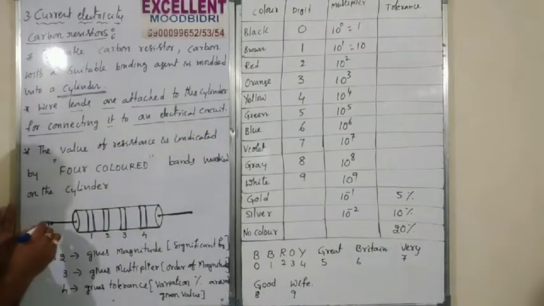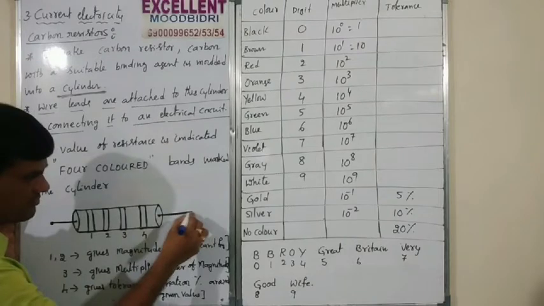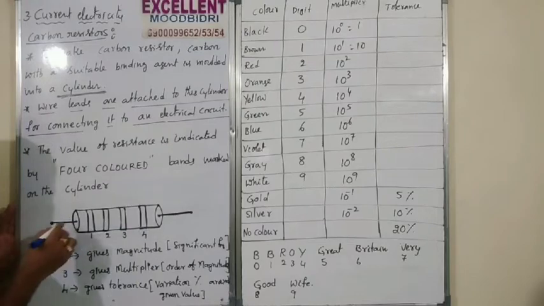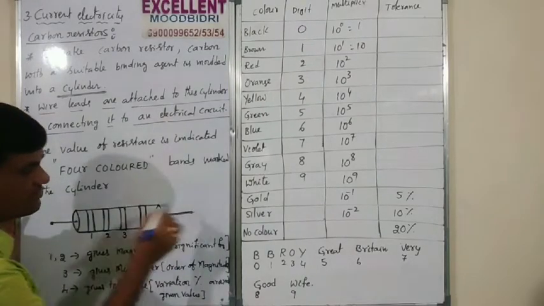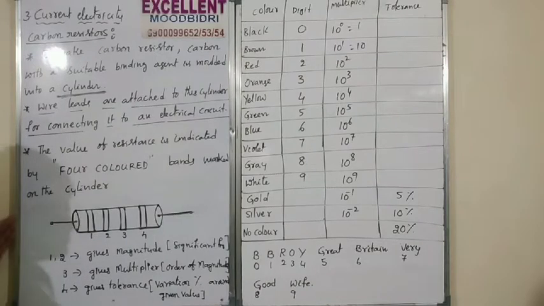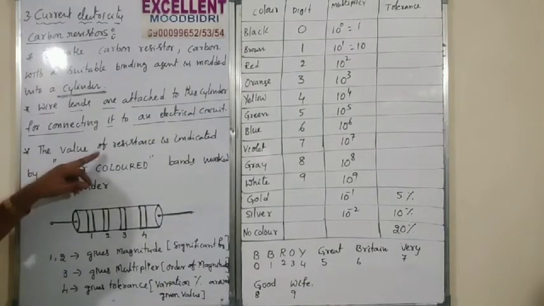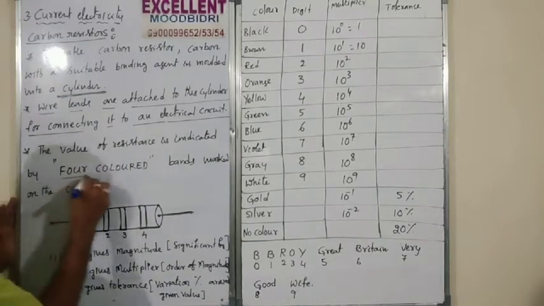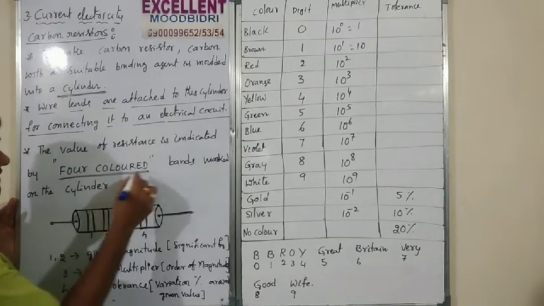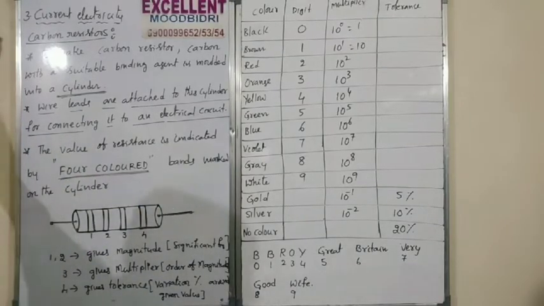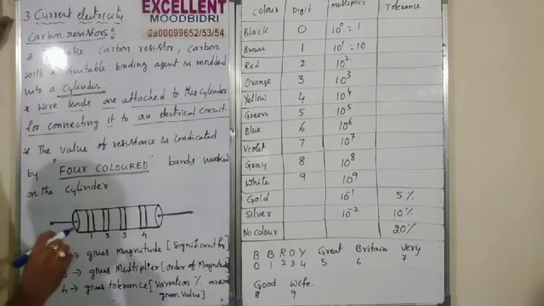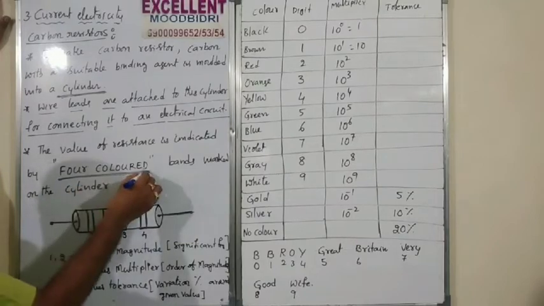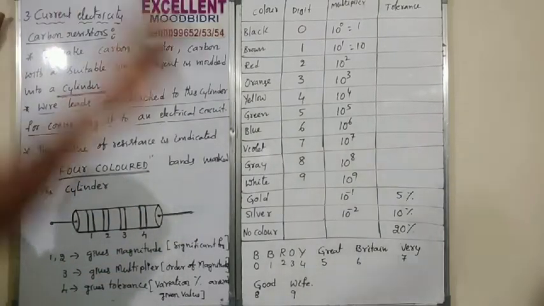In the middle, one wire will be there. In a carbon resistor, this is the resistance, and at the same time one coaxial wire will be in the middle. The value of resistance is indicated by four colors. This is the most important here. Some resistors have five colors also, but mainly in this class, at the PU level, we consider just four colors.